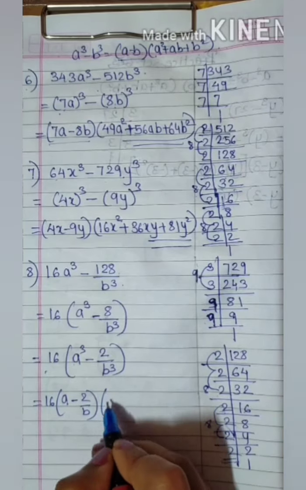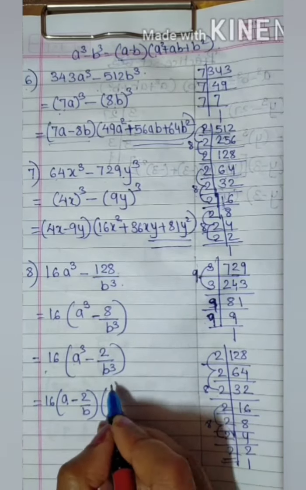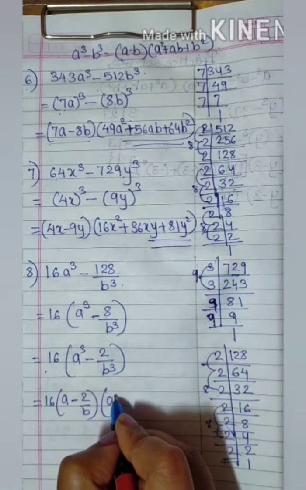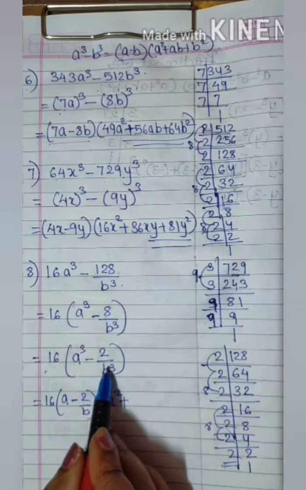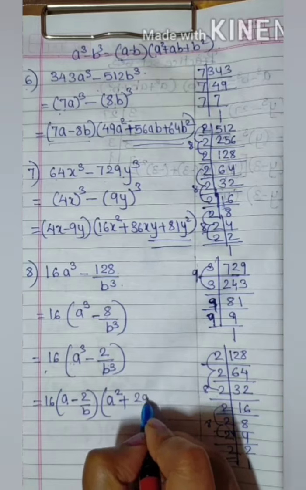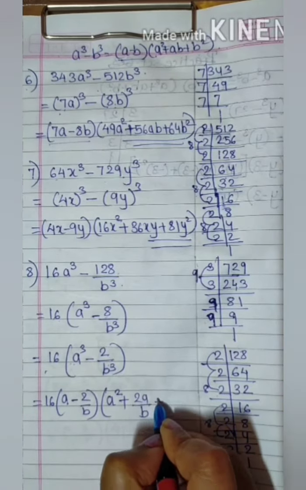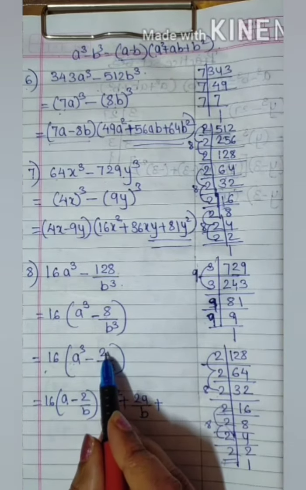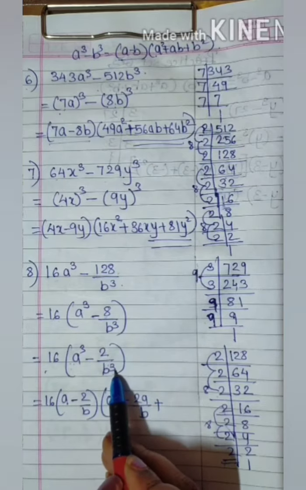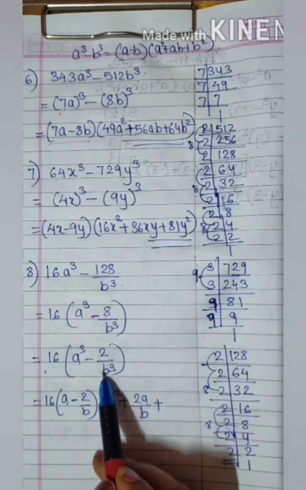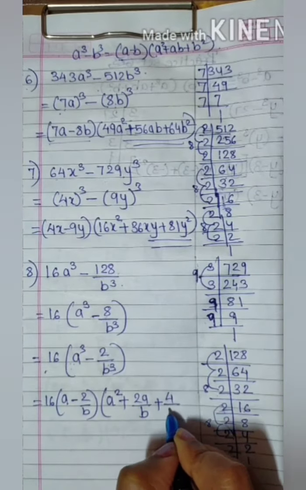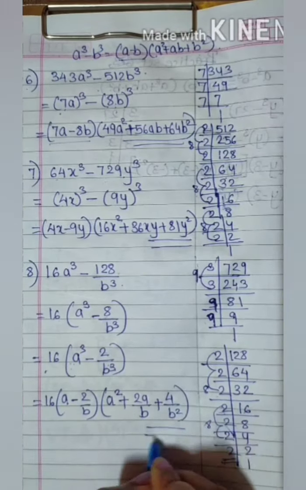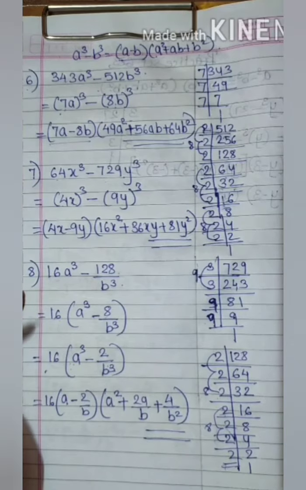Now a is what? a cube, so it will come a square plus a into b. So here 2a upon b plus, what is b? b is 2 upon b cube. So here what will come? 2 2s are 4, 4 upon b square. This is the answer for question number 8.